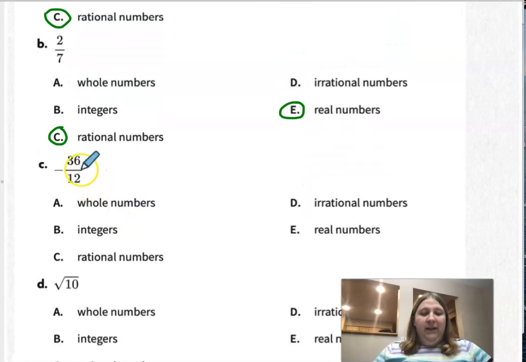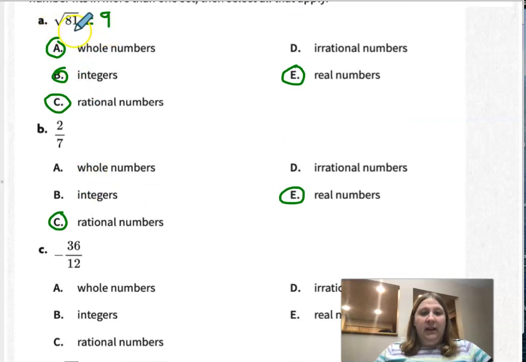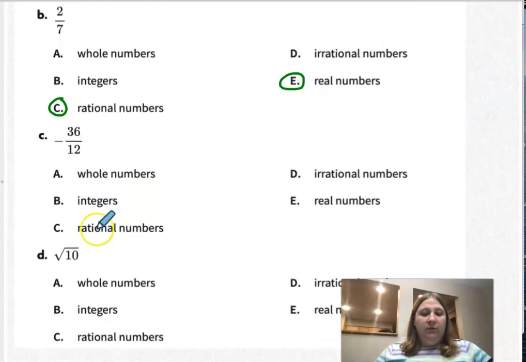All right, next up we have negative 36 over 12. So this is another one of those where it's tempting to say that it can't be a whole number or an integer or anything like that, just like the last one, but we can break this down a little bit first. So it's going to remain negative because it started negative, but 36 over 12, we can simplify that. 36 divided by 12 is just 3, so this is just the same thing as negative 3.